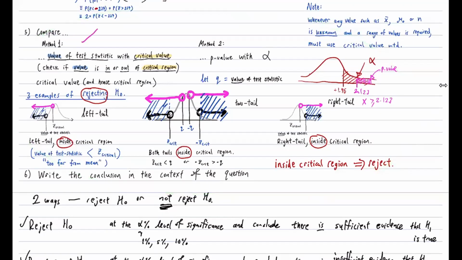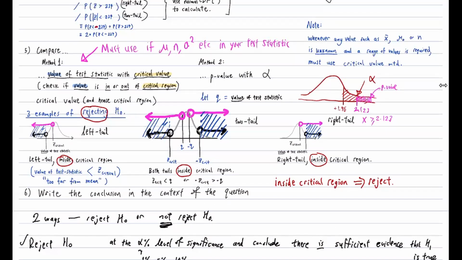This one, method 1, where you use the test statistic value, right? Compare with the critical value, right? The Z value versus the critical value. You take the inverse norm of the alpha. You need to use this. You must use this. If the mu, n, sigma square, or all the other variables in your test statistic. Okay, there's only 4 things. I should just list them down. So let's recap what's the test statistic that we are using.